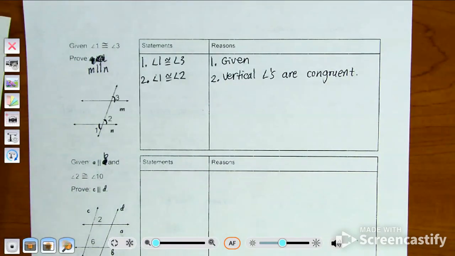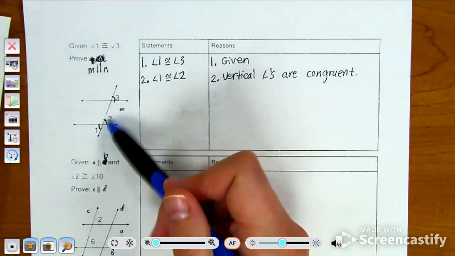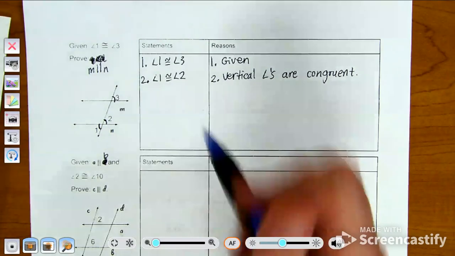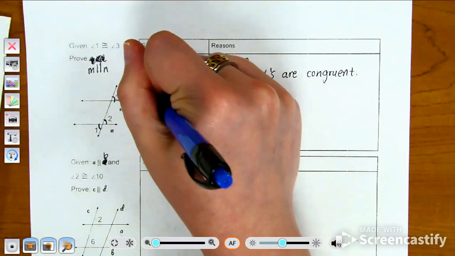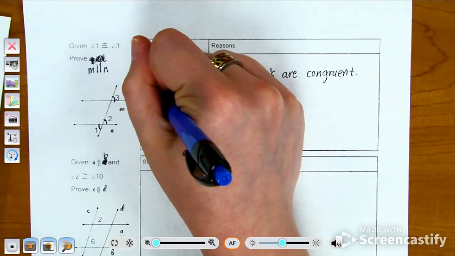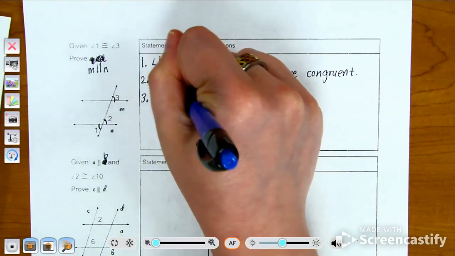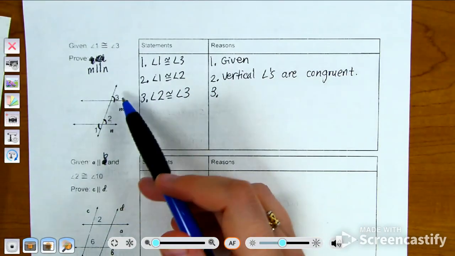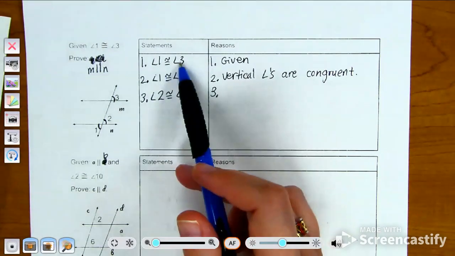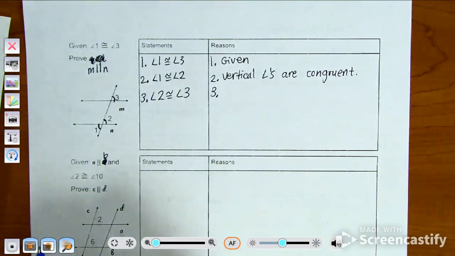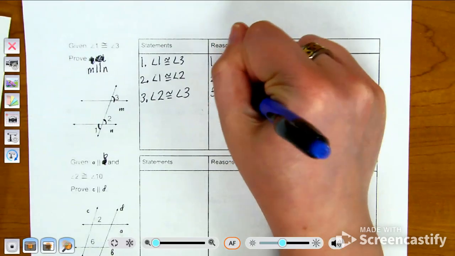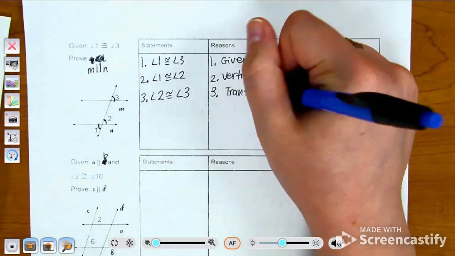At this point, I can see that angles 2 and 3 are also going to be congruent because they both have the one tick mark or the one arc symbol. So I can say angle 2 is congruent to angle 3. The reason I can't say is because they both have one arc, but because angle 1 is congruent to angle 3 and angle 1 is congruent to angle 2, we could use either the substitution property or transitive property to justify that angle 2 and 3 are congruent.